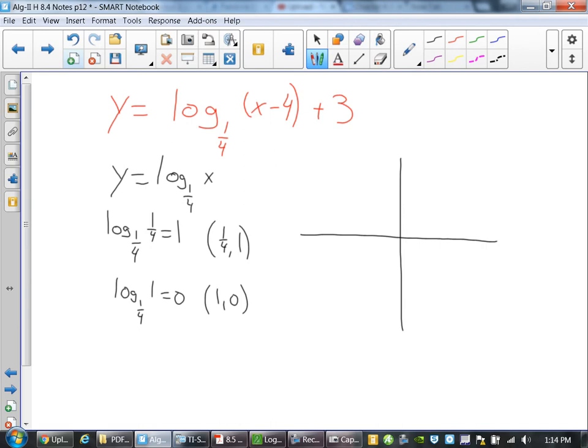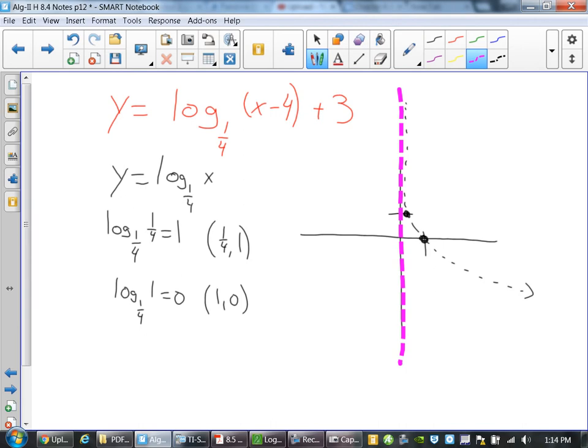So now it's a matter of plotting the two points that you have. 1/4 and 1. 1 and 0. On my parent function, where is my asymptote? 0, very good. There's no h, it's going to be at 0. So I have an asymptote, x equals 0. And I know the graph's going to look like this.